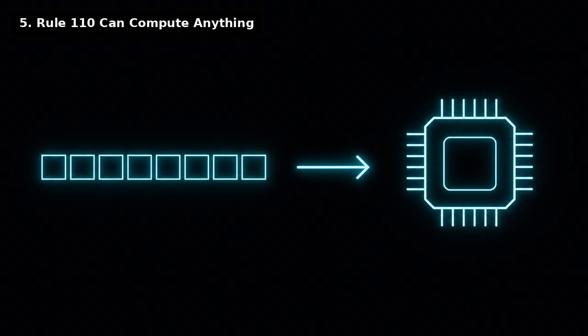In fact, Rule 110 can compute anything. Anything your laptop can do, it can do too. This single rule is a complete computer. One line of cells, running the simplest rule. A computer hiding in one rule.